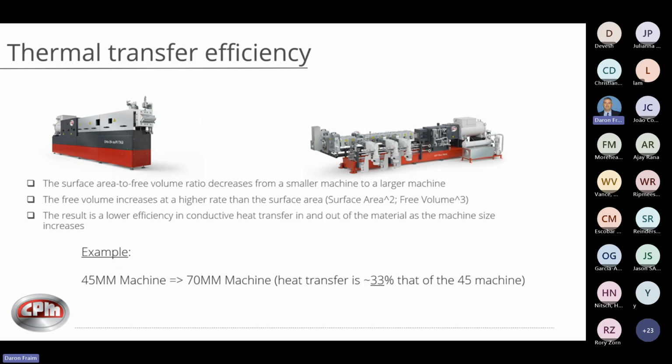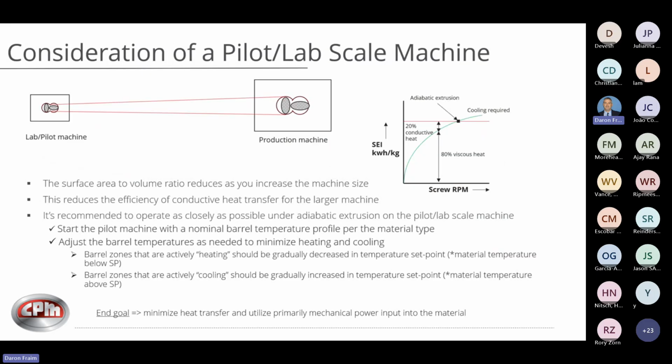If I look at a 45 millimeter machine and I move to a 70, that 70 is going to have about 1/3 the efficiency of heat transfer of that 45 machine. And this gets more critical when you're dealing with thermally sensitive materials, or you need to take a lot of heat off the process. Maybe you have a reactive extrusion that's exothermic, generating heat, and you need to remove as much heat as you can from that material. So you're less and less efficient as you increase machine size.